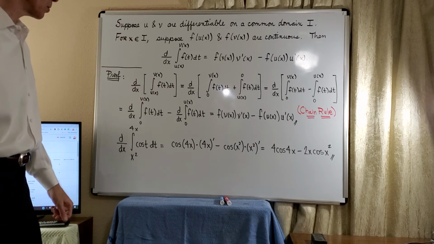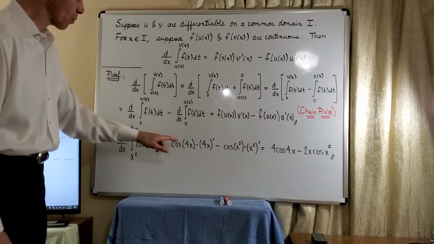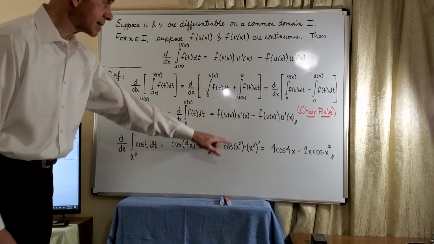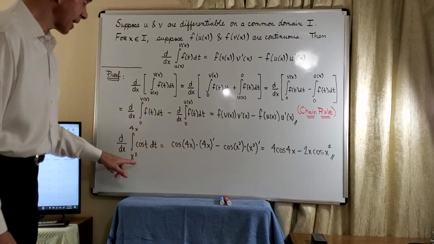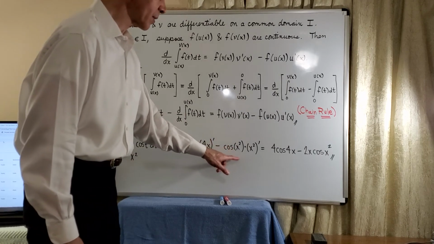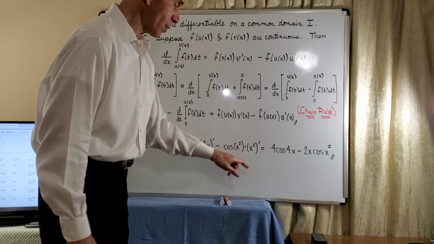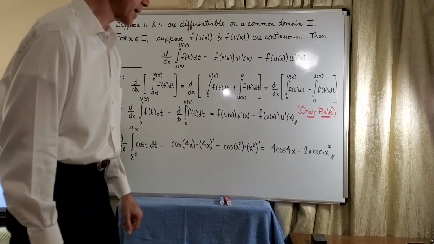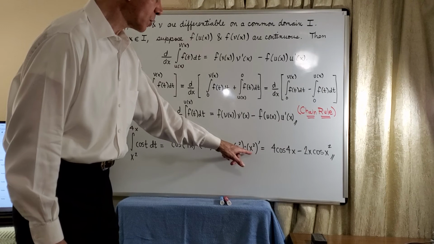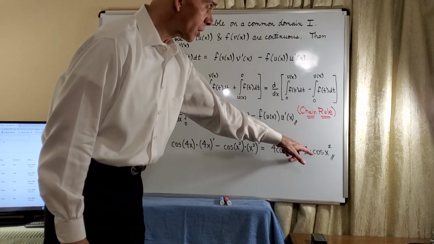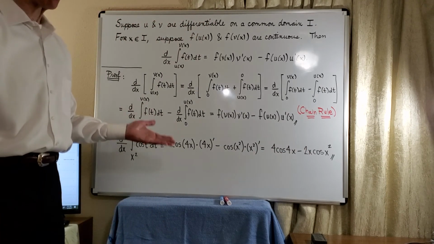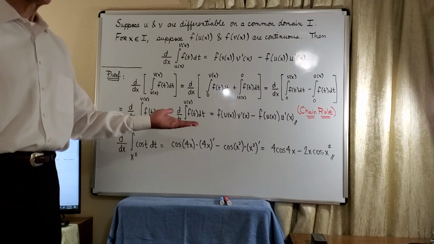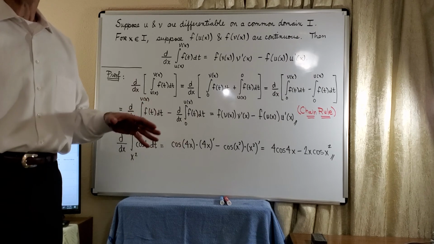So now what we do is we take cosine of 4x, the upper limit, times the derivative of 4x, minus, as we have here, cosine of the lower limit, cosine of x squared, times the derivative of x squared. This will just give us a 4, so we have 4 cosine 4x minus, and the derivative here is 2x, minus 2x cosine of x squared. So what you see is this result is extremely powerful. You get plenty of output for minimal input.